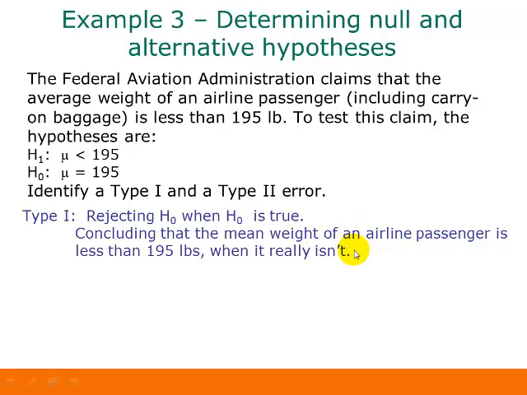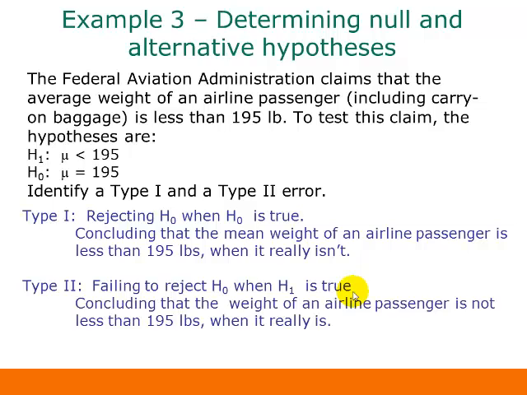When we're talking about weights for airline passengers, that might determine the capacity that's allowed on the plane. If we conclude that the mean weight is less than what it really is, we could end up with too many passengers for the plane to safely carry. A type 2 error would be failing to reject the null hypothesis when the alternative hypothesis is true. In this case, that would be saying that the weight of an airline passenger is not less than 195 pounds when it really is.